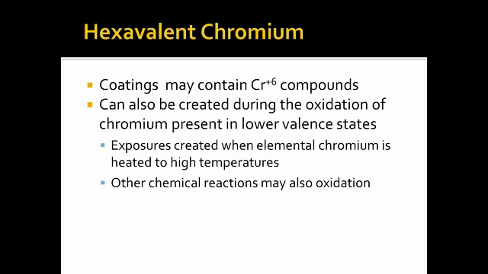But for most of us, our exposures are in the second category, or the concern is that hexavalent chromium can be created during the oxidation of chromium that is present in other valence states. So you have some metal, and it is in the elemental chromium state. Exposures to hexchrome are created when that elemental chromium is heated to high temperatures. There are other situations where chemical reactions can cause oxidation, but for the most part in foundry situations, we're going to be talking about this first category where the chromium is created during heating.